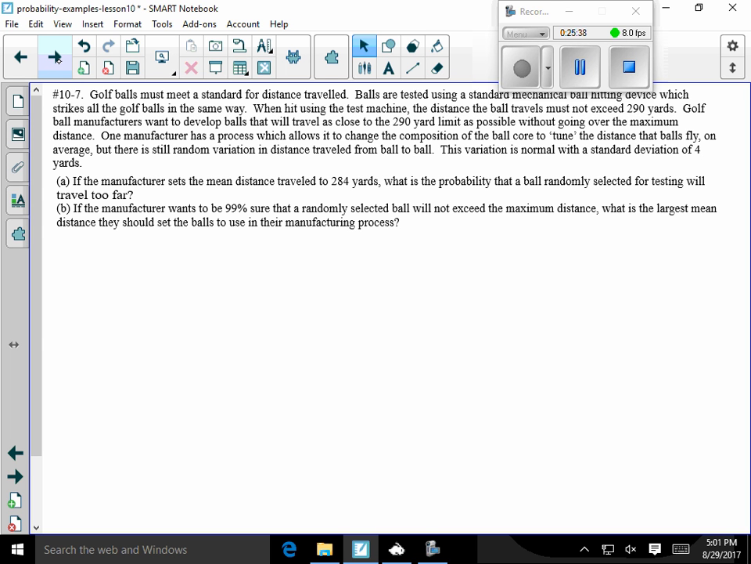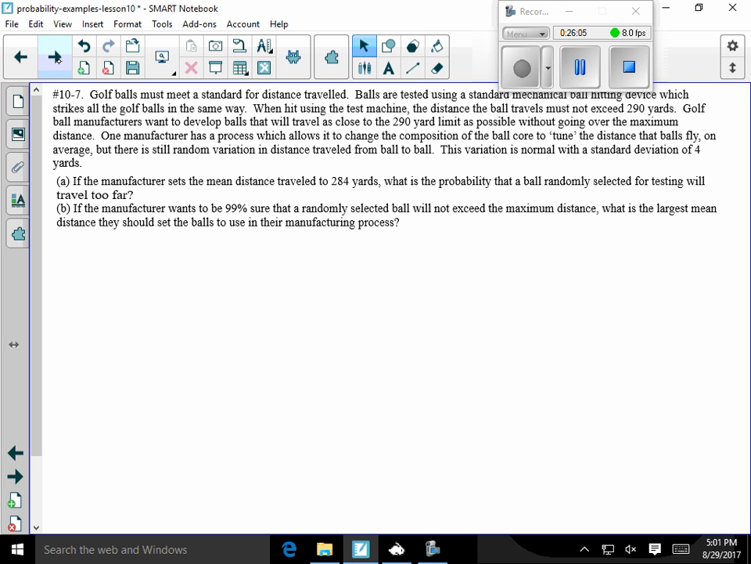One manufacturer has a process which allows it to change the composition of the ball's core to tune the distance the balls fly on average. But there is still random variation in the distance traveled from ball to ball. This variation is normal, in other words, distributed normally, with a standard deviation of 4 yards. So A, if the manufacturer sets the mean distance traveled to 284 yards, what's the probability that a ball randomly selected for testing will travel too far?